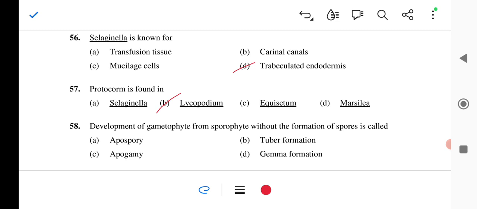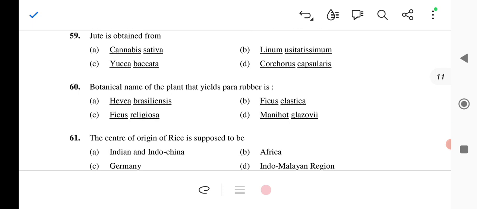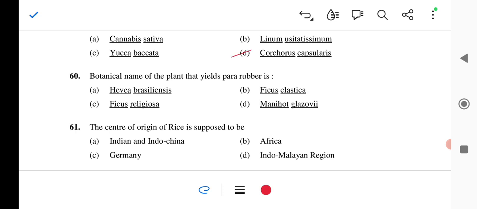Next is development of gamete from sporophyte without the formation of spores. So when an a is there before the term, that means this is absent. So without the formation of spores, apospory. Next is jute is obtained from Corchorus. Next is botanical name of the plant that yields para rubber. It is Hevea brasiliensis. Next is the center of origin of rice is supposed to be India and Indochina.